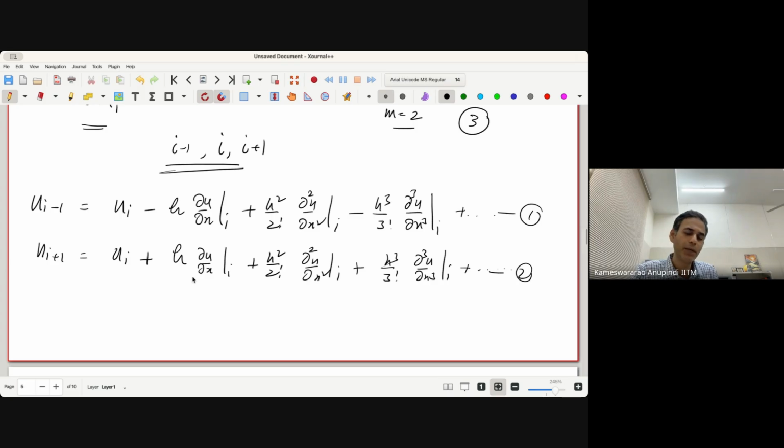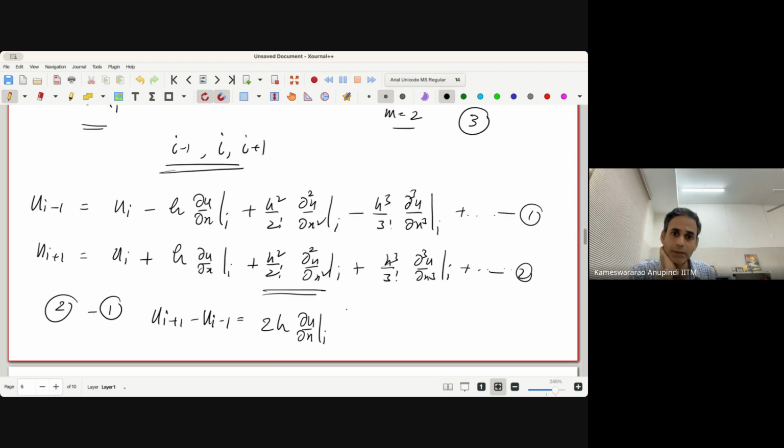I can simply subtract off one equation from the other. I can probably subtract off the first equation from the second equation, and this is going to be u_{i+1} minus u_{i-1}. This is going to basically become 0, u_i minus u_i. This is going to be 2h times ∂u/∂x at i. And then again, this term is going to be 0, right? This is 0. And then this term will basically become 2 times h cube by 6, right? ∂³u/∂x³ at i. Right, that's what it is going to become.